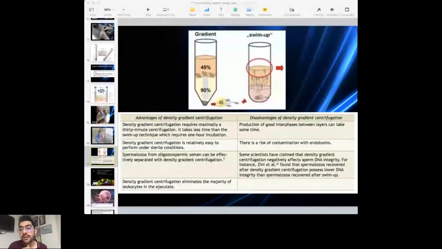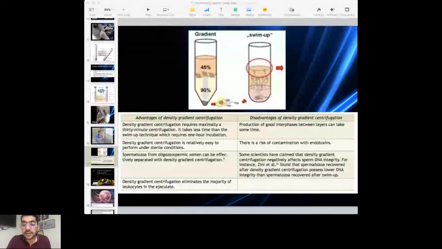So what I was telling you about was that when you have a very good and a very clean sample, I would generally prefer swim up over density gradient in such scenarios. So that's something that you can also think about when you're using these technologies in your lab.